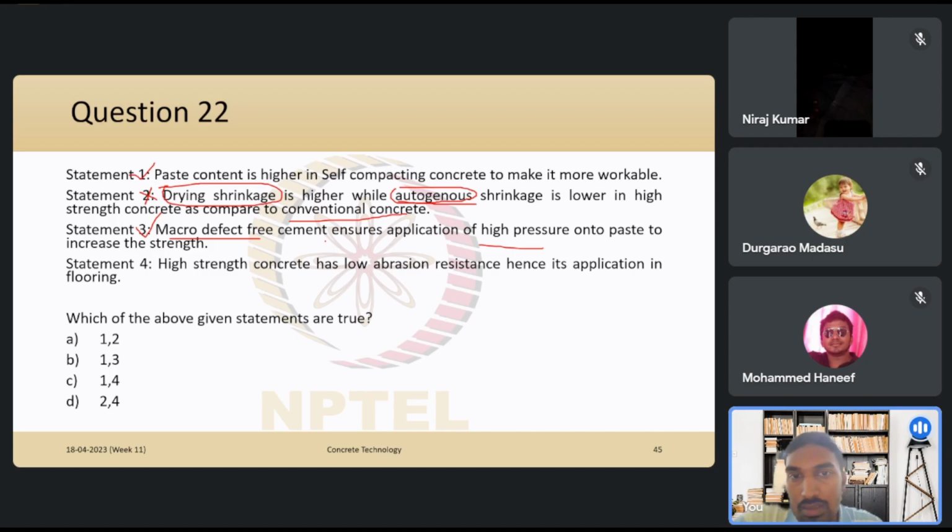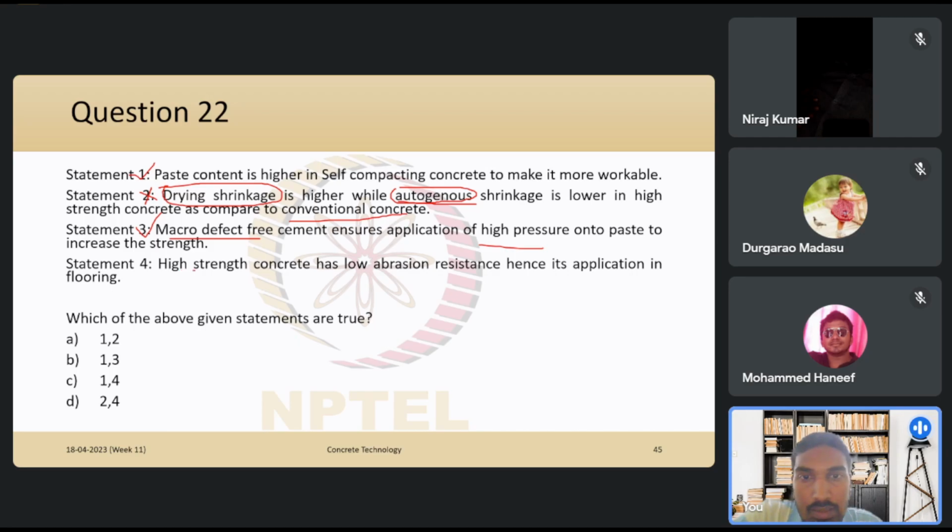We cannot produce it in the field directly because it requires a factory environment. But we can still produce high strength paste by the use of high pressure. So therefore, statement 3 is also correct.